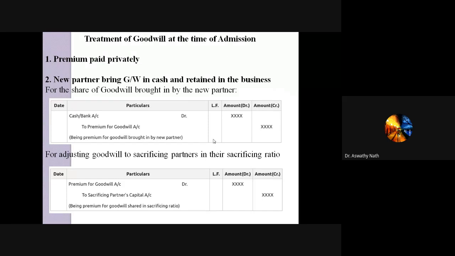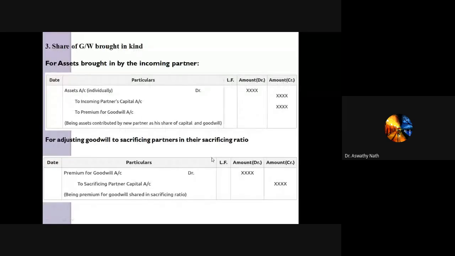And this is important. The goodwill brought by the partner is shared among the existing partners in their sacrificing ratio. So the entry will be Premium for Goodwill Account Dr. to Sacrificing Partners' Capital Account. I think one question was there regarding adjusting the goodwill to sacrificing partners in their sacrificing ratio.